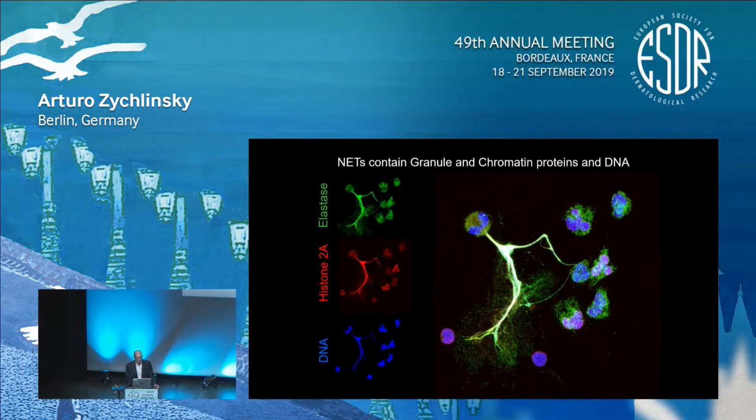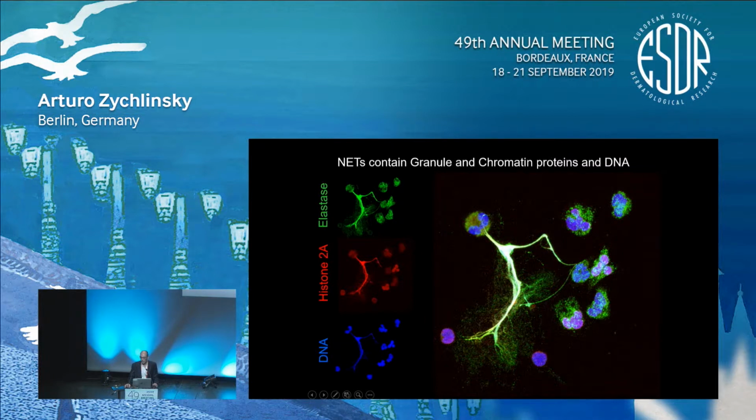And it was already mentioned, my team showed a different way that neutrophils kill microbes, the formation of nets or neutrophil extracellular traps. So this is a stack of confocal images of neutrophils that we again activated in vitro. And we've stained with elastase, which is an enzyme that is specific to one of the granules.